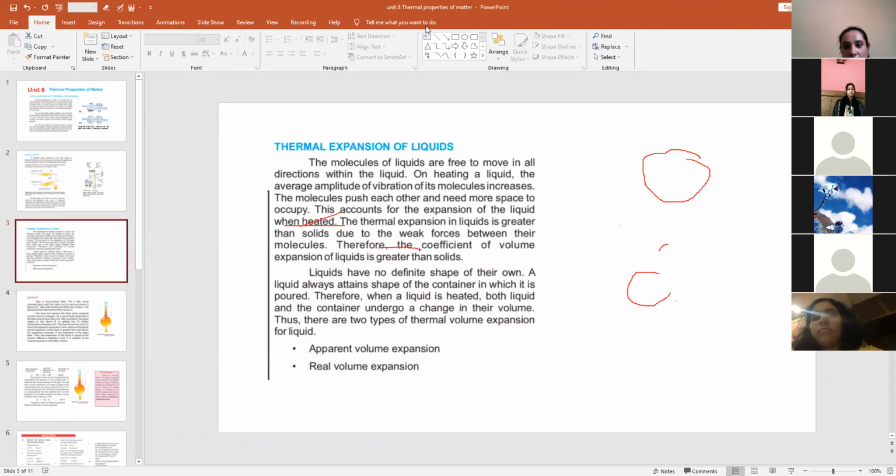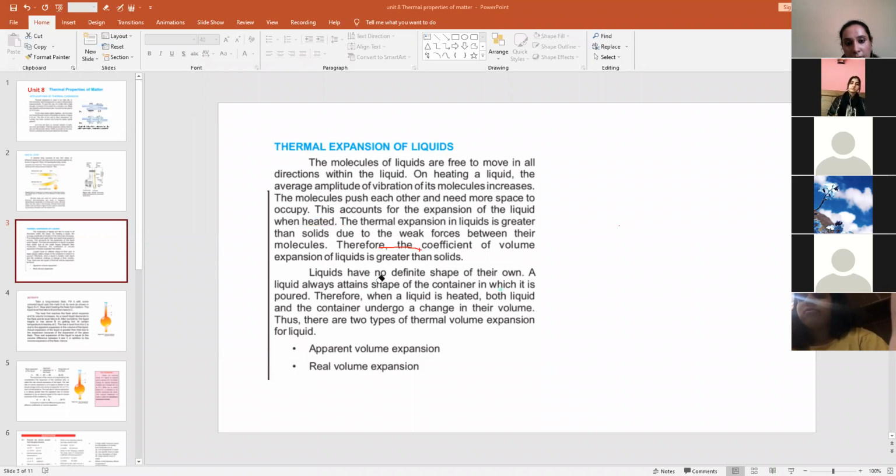The next topic is thermal expansion of liquids, right? We have already discussed thermal expansion. As you know, in the case of a solid, the molecules are tightly bound together and have vibrating motion, and they just vibrate about their mean position. When we heat them, their amplitude rises and they push each other, the kinetic energy increases, and the space obviously increases, and in this way thermal expansion is created in the case of solids.